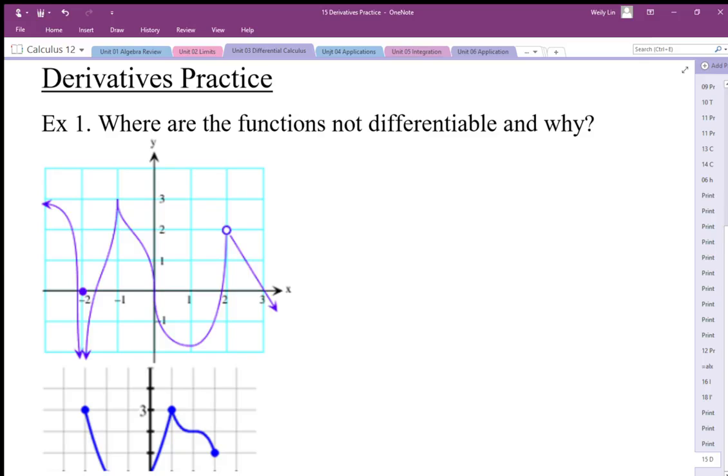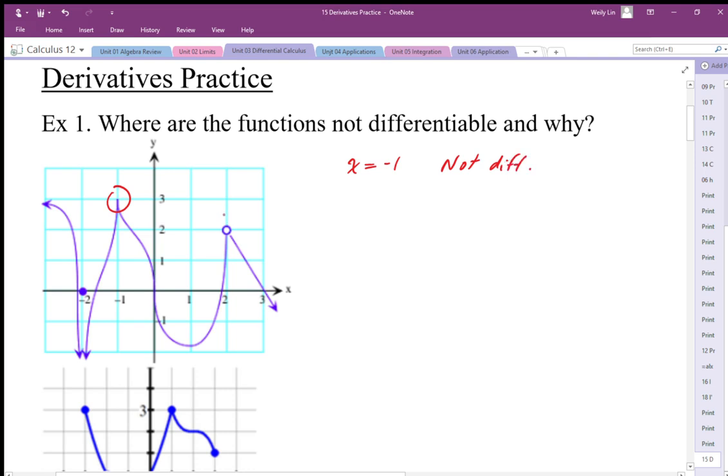So derivatives are differentiable where they are smooth and continuous, and where the derivative is defined. Where we have a kink in the graph, or a bend in the graph, that is a non-differentiable point. So x equals 1 and x equals -1 are not differentiable, because of the kink.